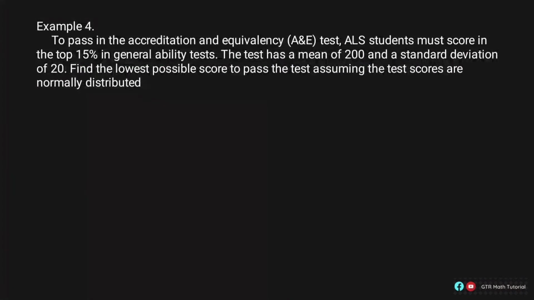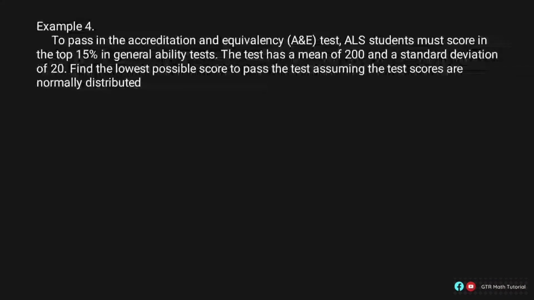To pass in the accreditation and equivalency or A&E test, ALS students must score in the top 15% in general ability tests. The test has a mean of 200 and a standard deviation of 20. Find the lowest possible score to pass the test assuming the test scores are normally distributed.